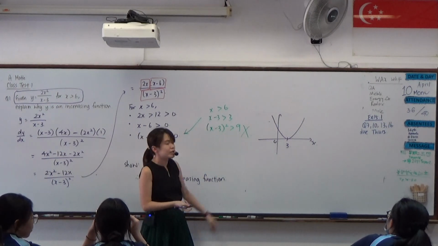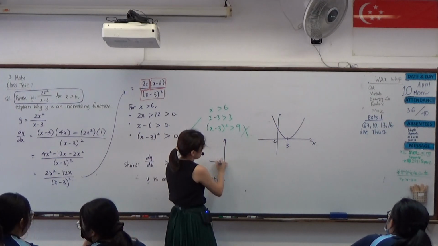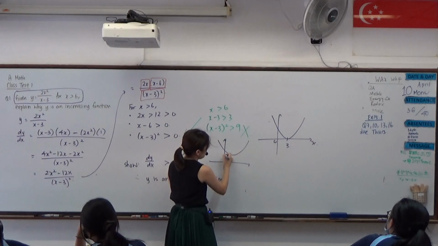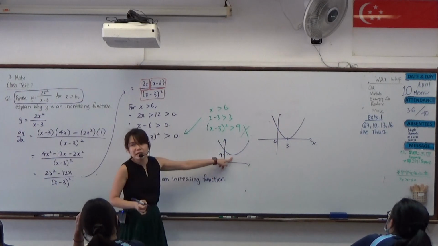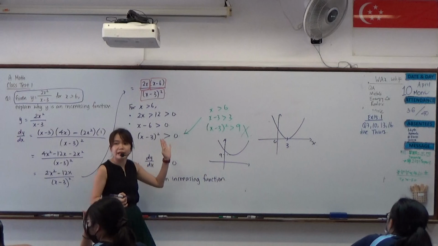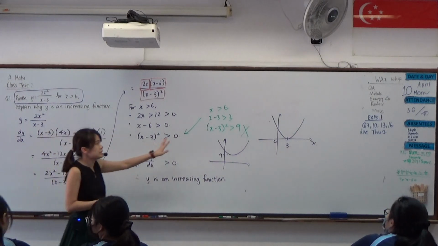How is a more than 9 graph supposed to look like? It will mean that the minimum point itself must be above 9. So this is not true at all.